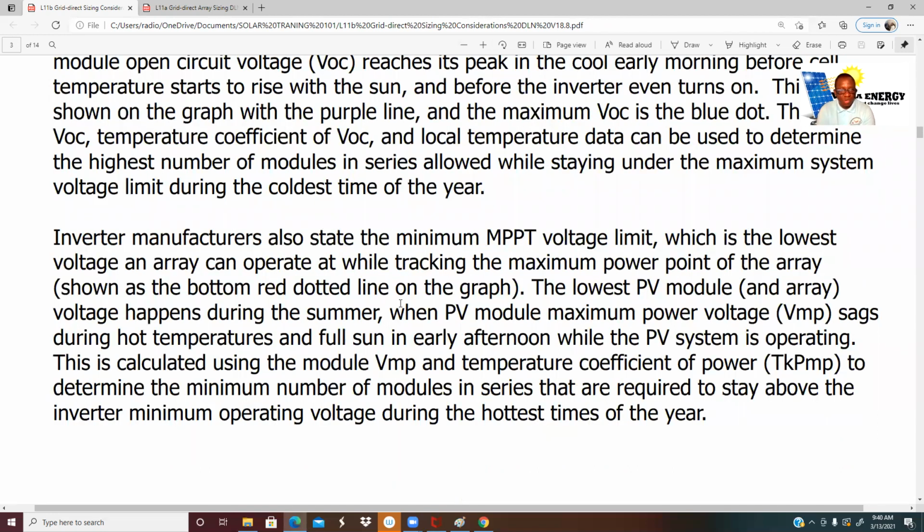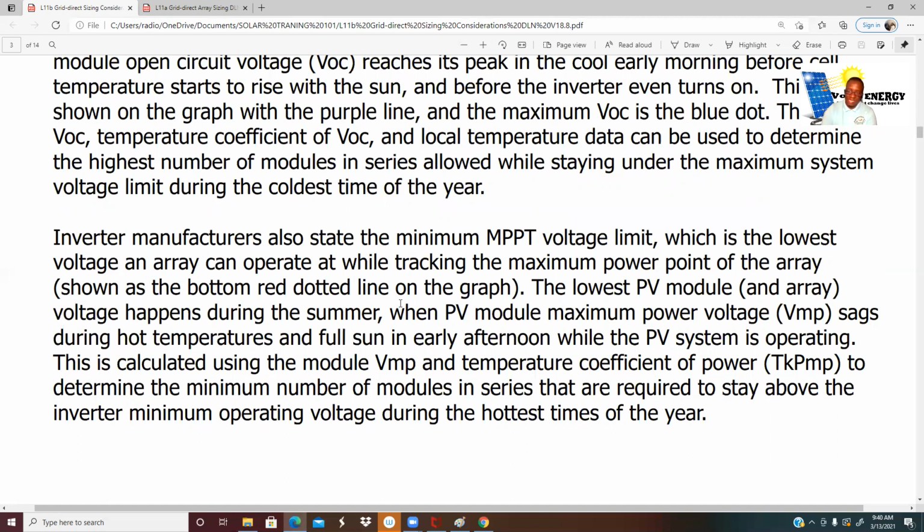Inverter manufacturers also state the minimum MPPT voltage limit, which is the lowest voltage an array can operate at while tracking the maximum power point of the array, shown at the bottom red dot line on the graph. The lowest PV module and array voltage happens during the summer, when the PV module maximum power voltage, VMP, sags during hot temperatures and full sun in early afternoon.